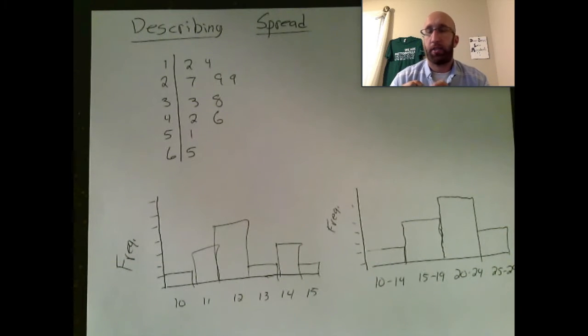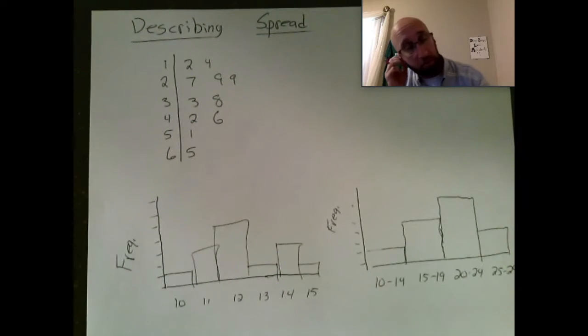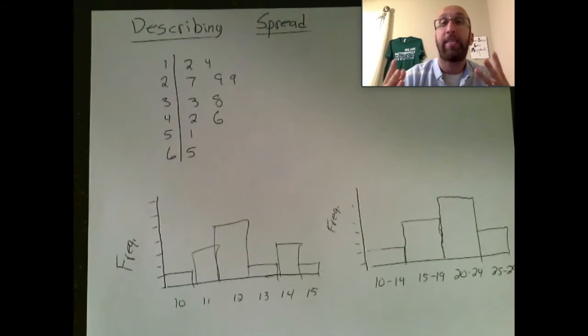Hi guys, fourth and final video on describing distributions. When you're presented a data set and you need to describe a distribution, the first thing you're going to do is make some sort of graphical display, whether it's a stem and leaf plot, histogram, dot plot, box and whisker plot, whatever. The next thing you're going to do is write a few short sentences about what you see in that graphical display.